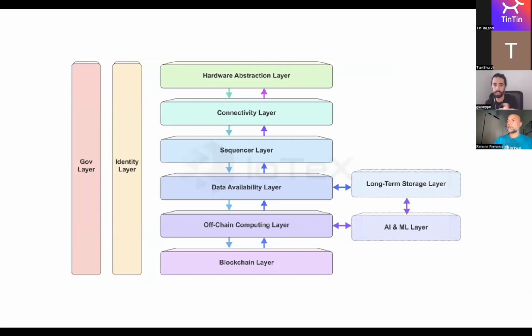And then on the left, you see two vertical protocols that are used throughout the whole pipeline. One is the identity protocol that I was talking about earlier, and the other is a governance layer, in case of DAOs or decentralized communities and things like that.